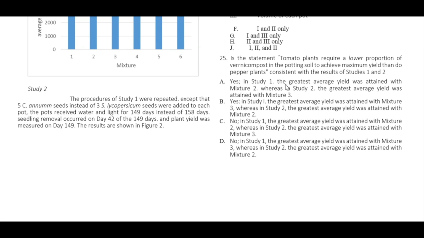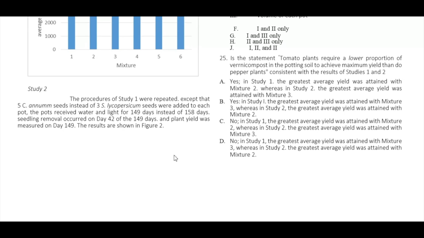Let's go back and look at the 2 studies to figure out which one used tomato and which one used pepper plants. Over here we have study 2. The procedures of study 1 are repeated, except we used 5 C. annum seeds instead of 3 S. lycopersicum seeds. Now I don't know about you, but I don't necessarily know what that means right off the bat.